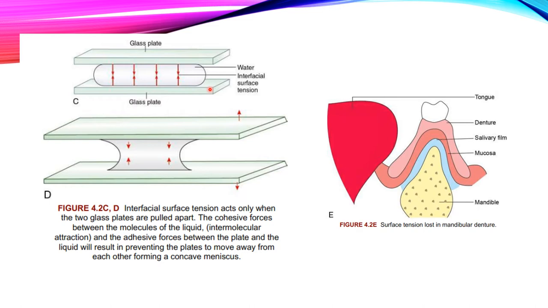the plate and the liquid will result in preventing the plates from moving away from each other, forming a concave meniscus. So here it is the cohesive forces between the molecules of liquid as well as the adhesive forces between the plate and the liquid, preventing the plates from moving away from each other and forming a concave meniscus. And here the picture shows surface tension lost in a mandibular denture.